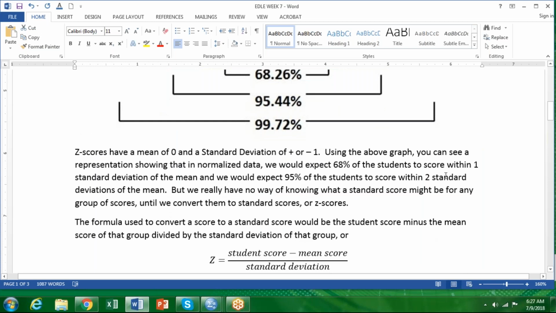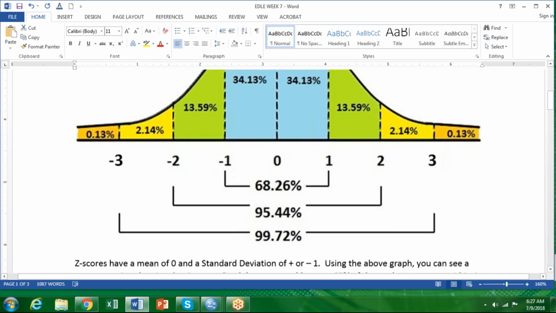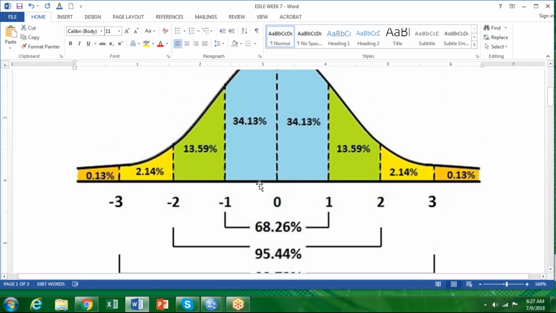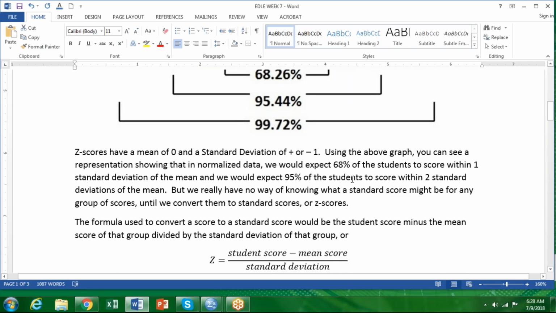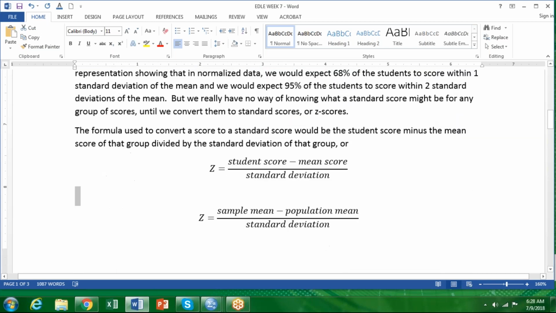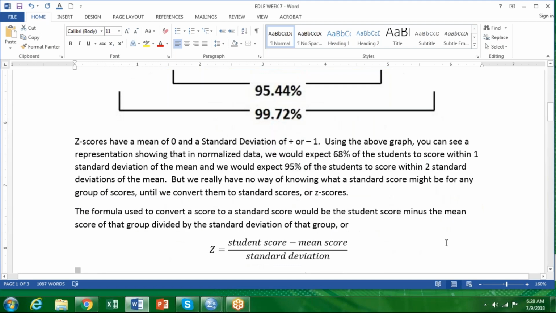So z-scores are a way of taking any set of data and standardizing it into the normal distribution and providing a mean of 0 and a standard deviation of 1. Just to remind us of that, we have a formula that we can use. So a z-score might be a student score minus the mean score divided by the standard deviation. And then you could take whatever that score was and find it here on our normal distribution curve.